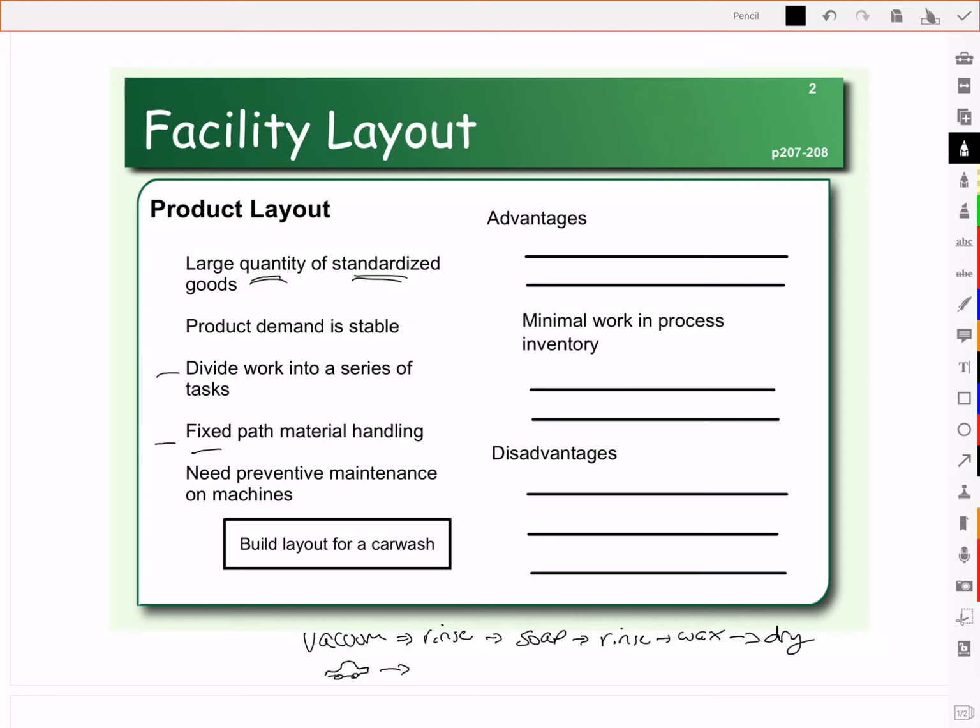Everybody wants the same thing. You're going to use a product layout when your demand for your product is fairly stable. There's not a lot of fluctuation, and we're just going to keep churning out the items that we're producing.